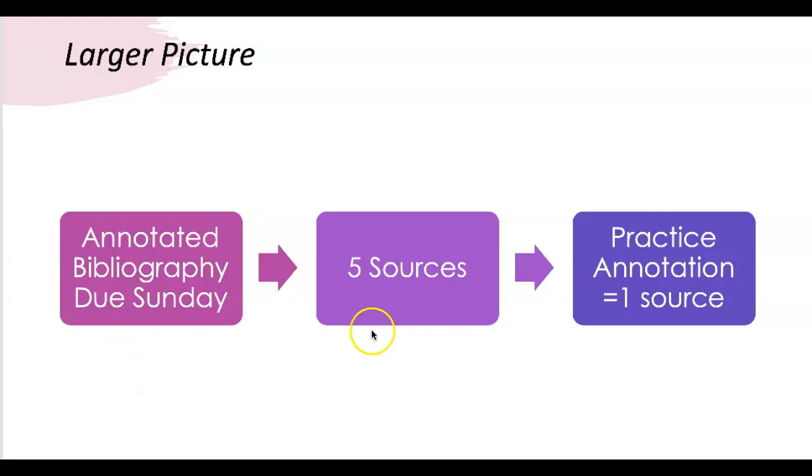Your practice annotation, the one that I have graded and given back to you, counts as one of those 5 sources. So please make sure you go through and make the corrections that I suggest, and put that into your larger annotated bibliography. Just for clarification, this counts as one of the 5 sources, so theoretically, you only have 4 more sources that you need to find and annotate.